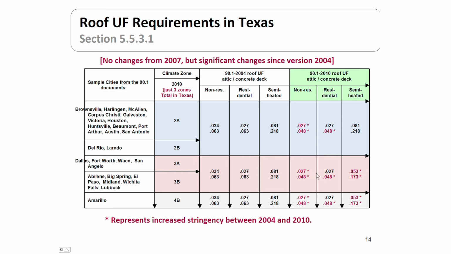And down here in the Dallas-Fort Worth area, in this climate zone 3, you can see there are also changes there. And again, they went in the downward direction. And the climate zone 4 includes Amarillo. You can see maybe 5 different changes right there. So that represents an increased stringency, and that's the tendency of the standard, and that is to keep adding more stringency and presumably using less energy than the version before.